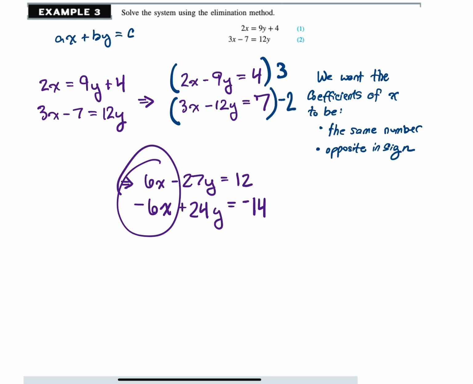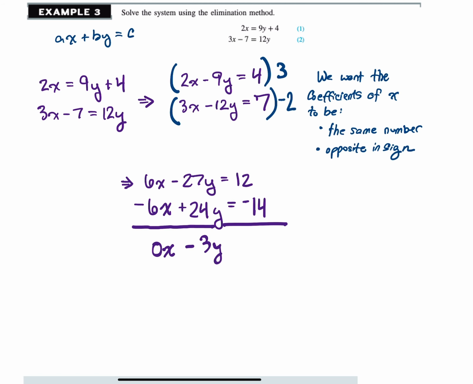Now notice we have 6x and minus 6x. That's what we want. The same number and opposite in sign. So that when we add them together, our x terms will be eliminated. We'll have 0x. Then negative 27y plus 24y will leave minus 3y. And then 12 plus negative 14 will leave a negative 2. So we get negative 3y equals negative 2.